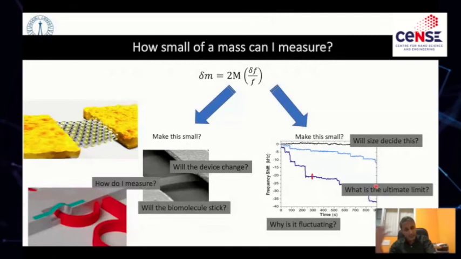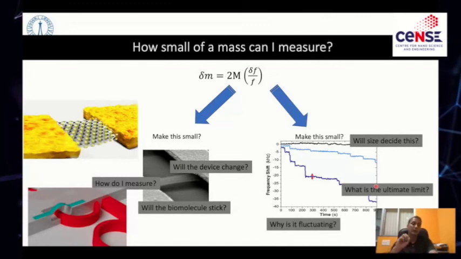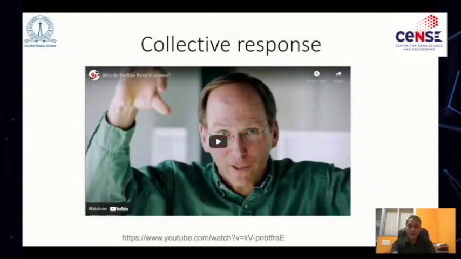It might be ultimately limited to mass sensing, but there are also fundamental aspects to the kinds of measurement we do, to the kinds of questions we ask. Then there are other things.